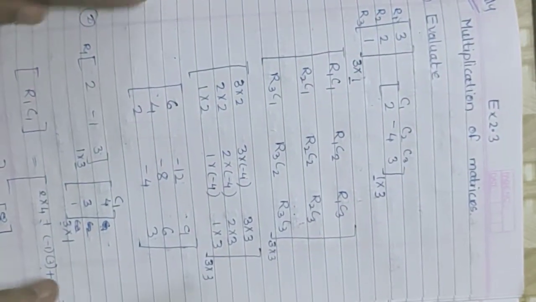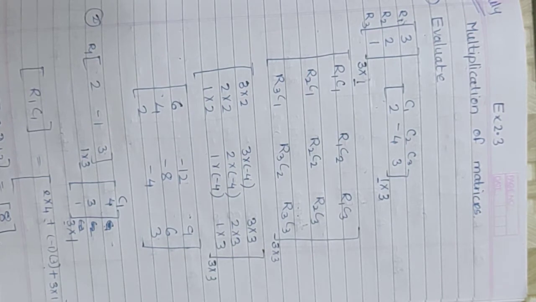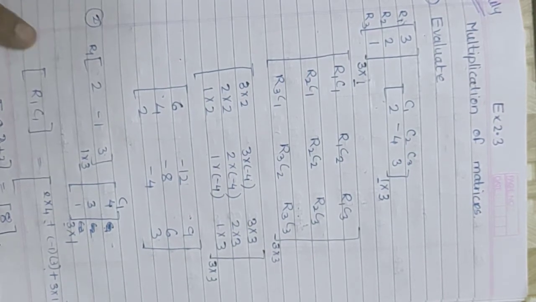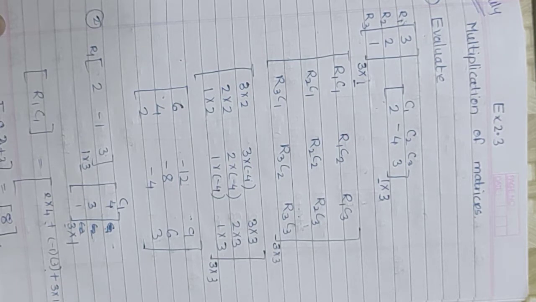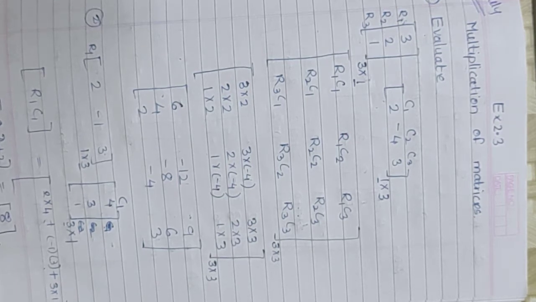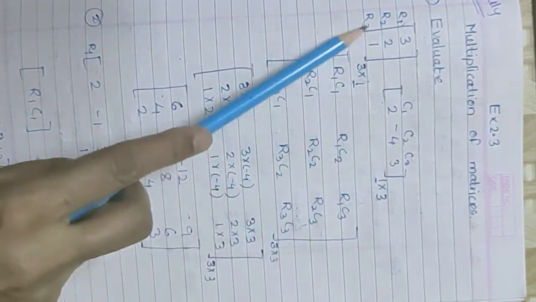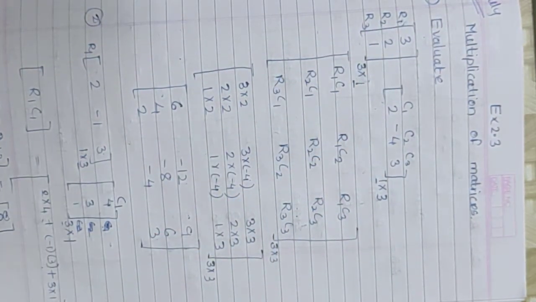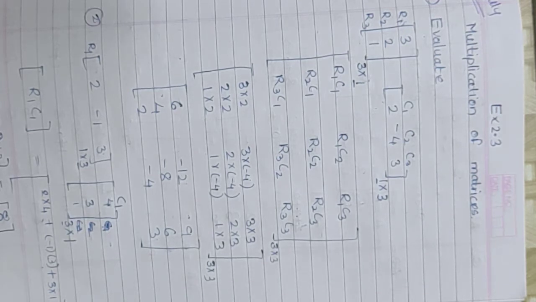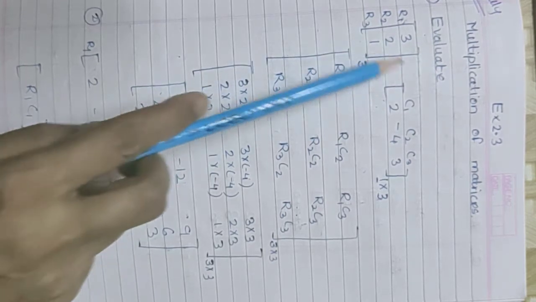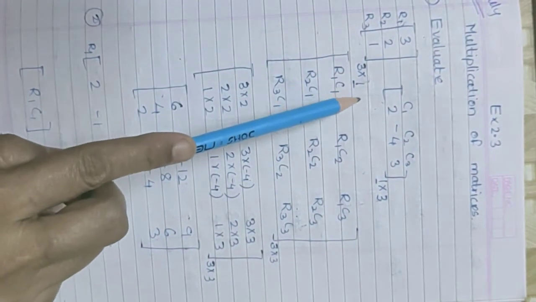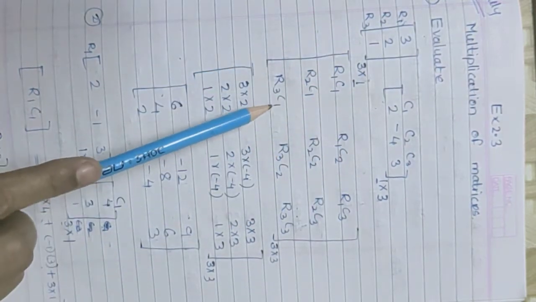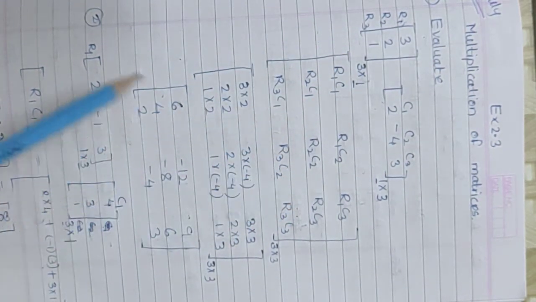Now we will start exercise 2.3, which is based on multiplication of matrices. The first sum is evaluate. These two matrices are given. You have to do multiplication of these two matrices. So always remember, in multiplication of matrices you have to do row into column. First we will write and take its order, and then only can we understand whether we can do the multiplication or not, and then we will start the multiplication.